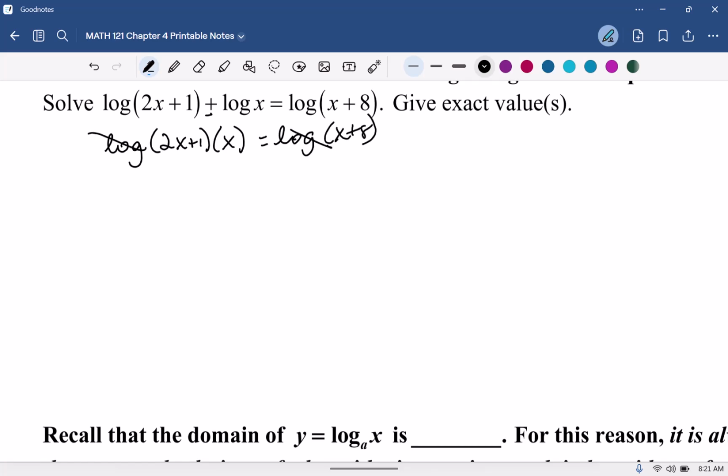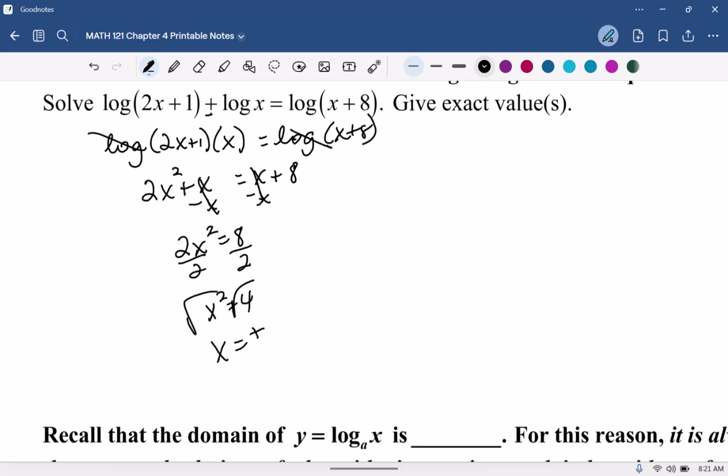The logs cancel when you have logs on both sides. Distribute, so that's 2x squared plus x equals x plus 8. So you minus x. The x's cancel, so you have 2x squared equals 8. Divide by 2. X squared is 4. Take the square root. X equals plus or minus 2.